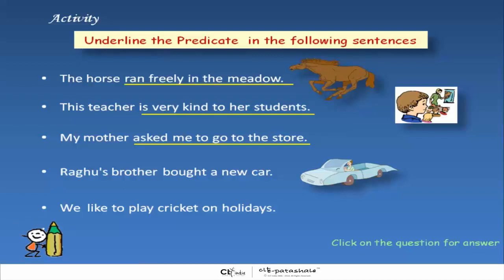Raghu's brother bought a new car. Bought a new car is the predicate. We like to play cricket on holidays. Like to play cricket on holidays is the predicate.